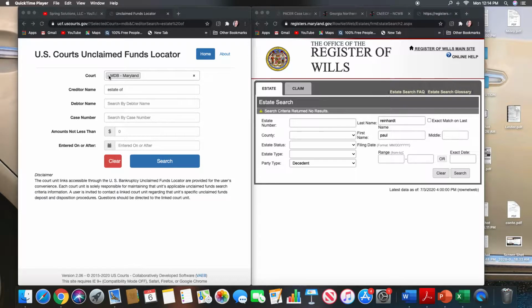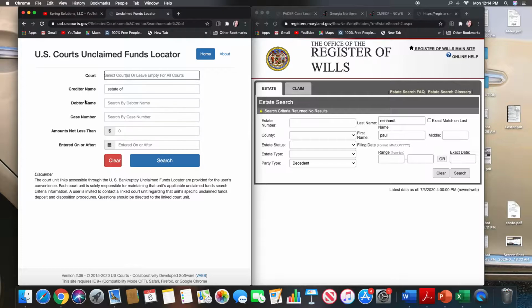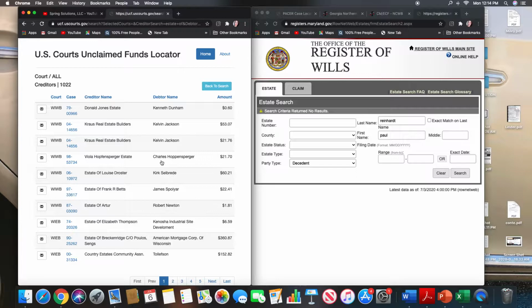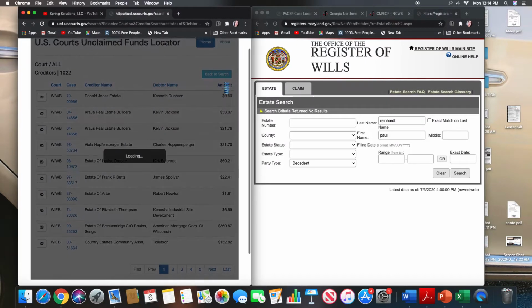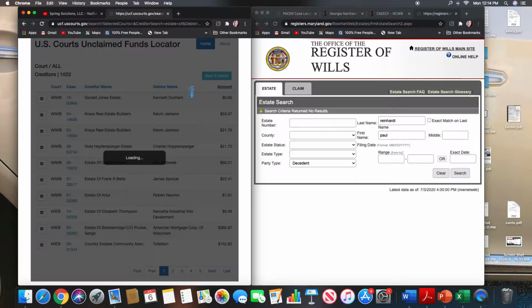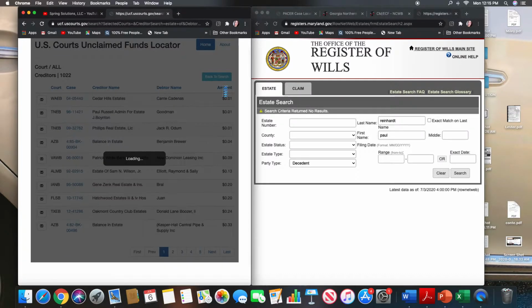If you go to the funds locator and under the creditor name, you type "estate of" and click search, it's going to pull up two things. All the estate cases where there are funds left over, it's going to pull those cases up. It's also going to pull up any creditor name that has the words "real estate" in it. And if you leave the court blank, as I mentioned, it's going to pull this up nationwide.